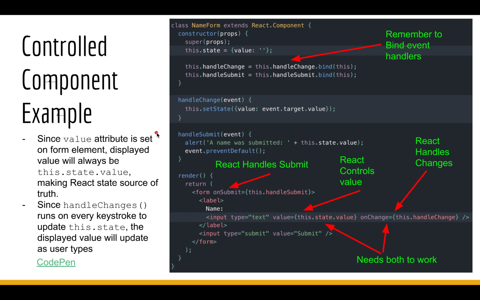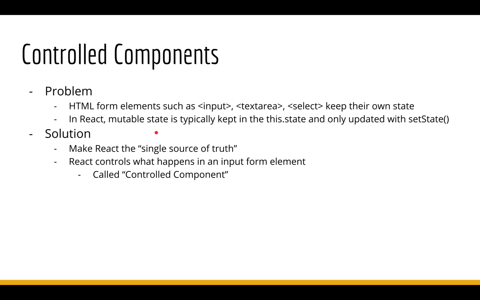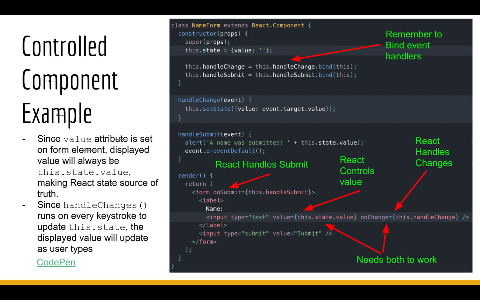And so the solution is to make React the single source of truth for everything. And when this happens, React is what's controlling the input form element, and so hence we have the name controlled component. So let's take an example now and actually dive in and see what this looks like in code. Okay, so there's a lot going on here. I have a lot of arrows. We're going to step through this one at a time to make sure we understand.